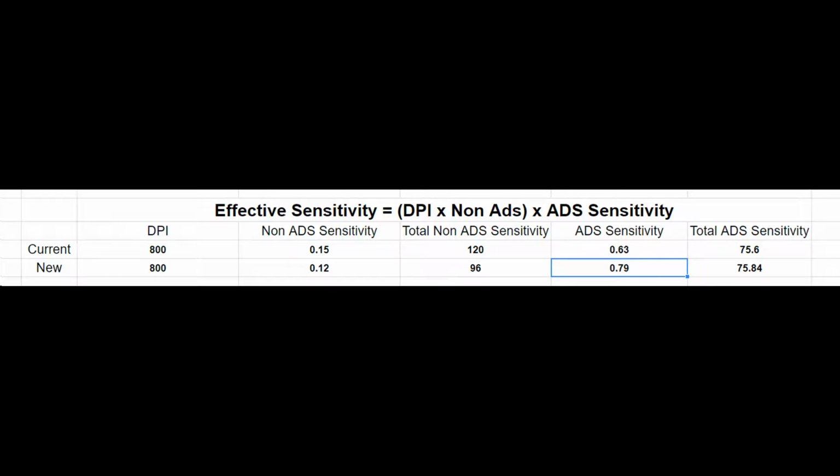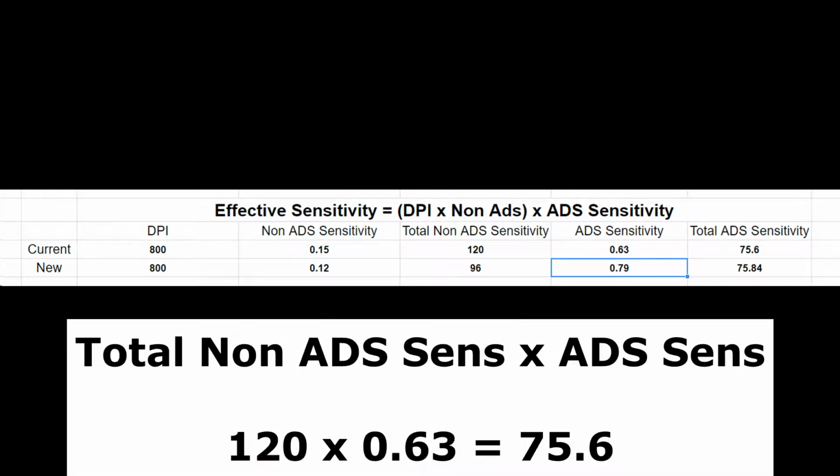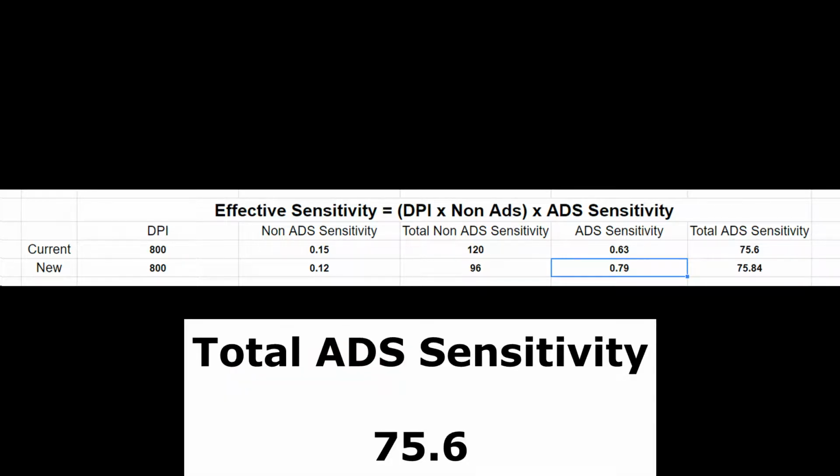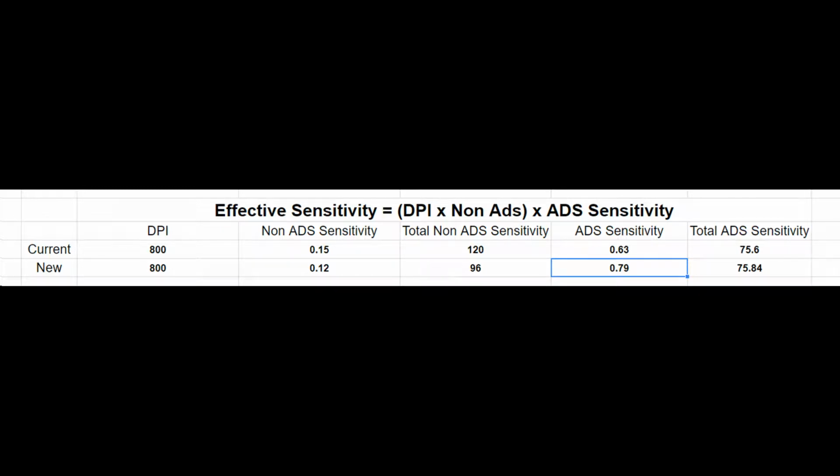You then take that total non-ADS sensitivity and multiply it by your ADS sensitivity. So in my situation, it's 0.63. And what that will give you is your total ADS sensitivity. So this is in-game what your sensitivity actually feels like when you're aimed down sights. And this is important because when you start to change your non-ADS sensitivity to find your shotgun sensitivity or your building sensitivity, you want to have a consistent aim down sight sensitivity.